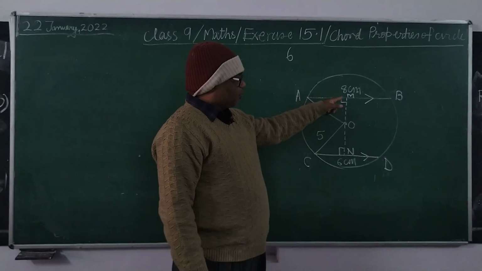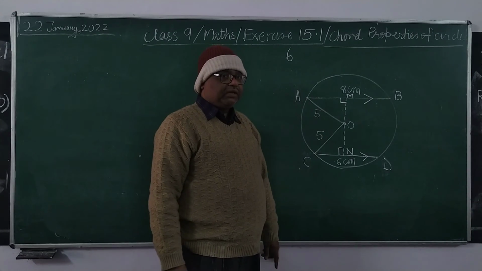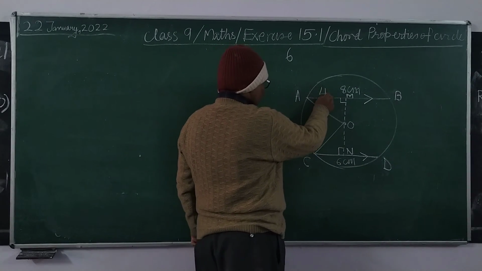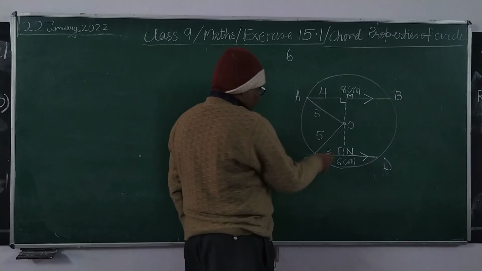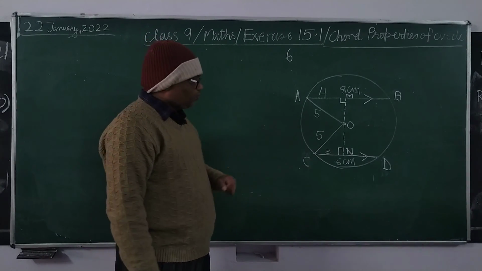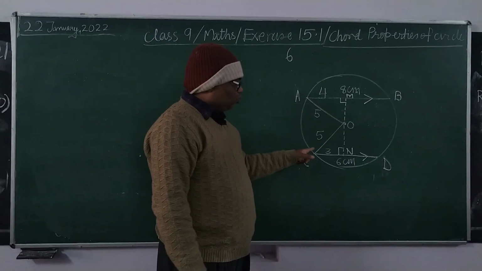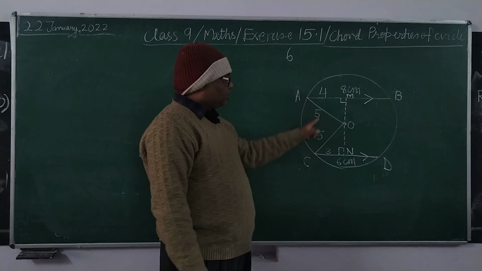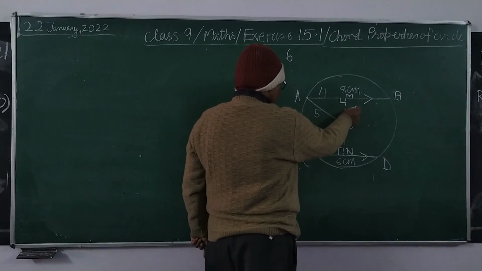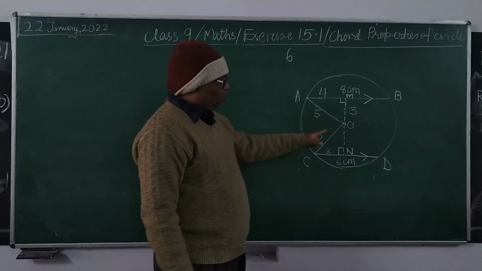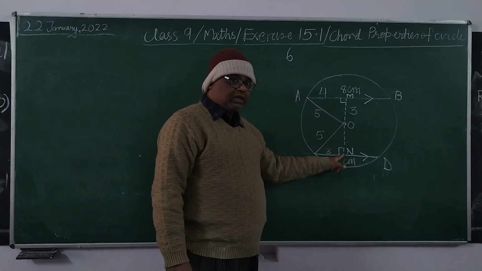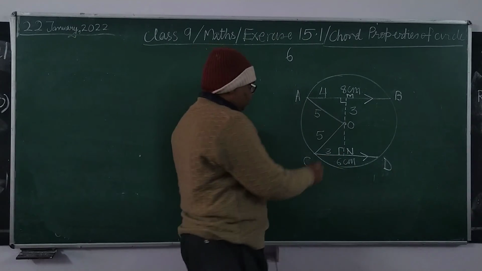Now when you draw the perpendicular, then M will be the midpoint of AB and N will be the midpoint of CD. M is the midpoint of AB, means this will be 4 and this will be 3. Radius of the circle is given 5 centimeter, means OA and OC equal 5. So from Pythagoras theorem, you can find OM. What will be OM here? It is 3. What will be ON? 5 square minus 3 square equals ON square. It's clear? So ON will be 4.